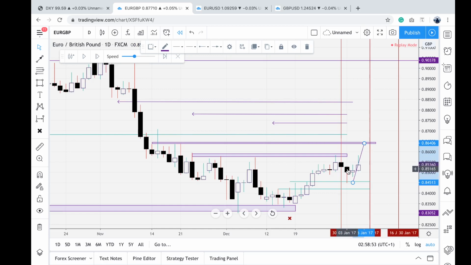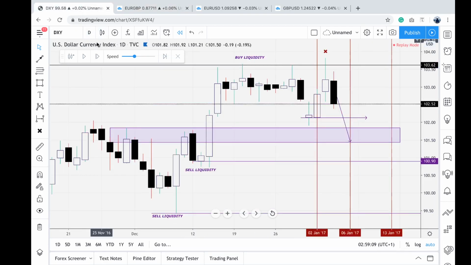Note that this is Monday's price action, Tuesday's price action, Wednesday. So the low of the week came on Monday on Euro Pound. Unless we break that level, which is Monday's low, it is still bullish on Euro Pound. All right, so let's see what DXY does. Bearishness.